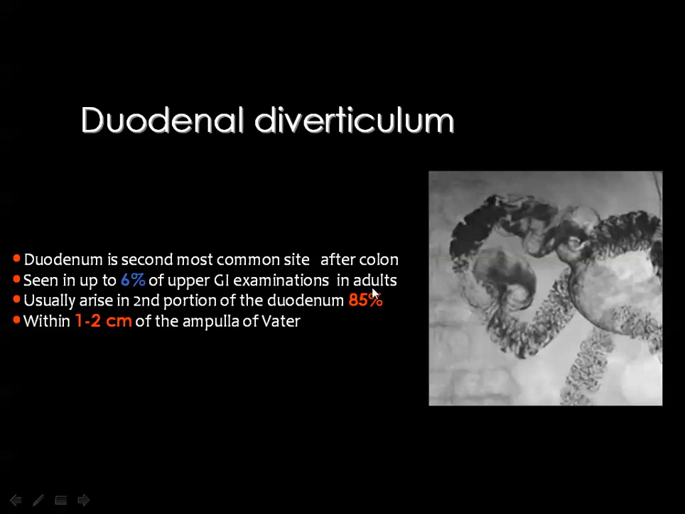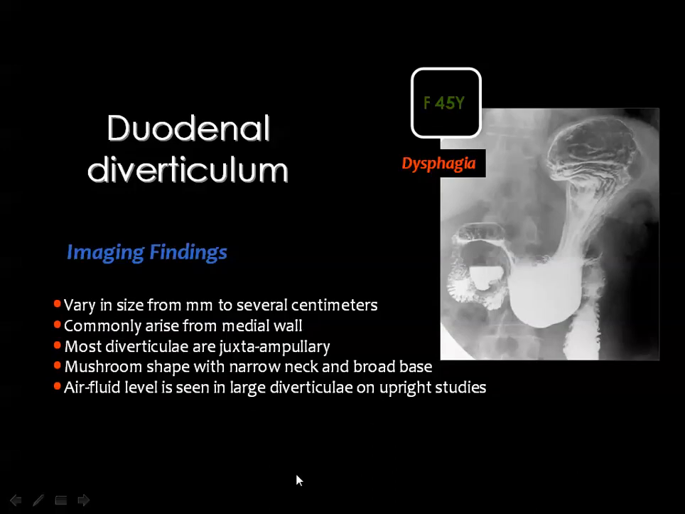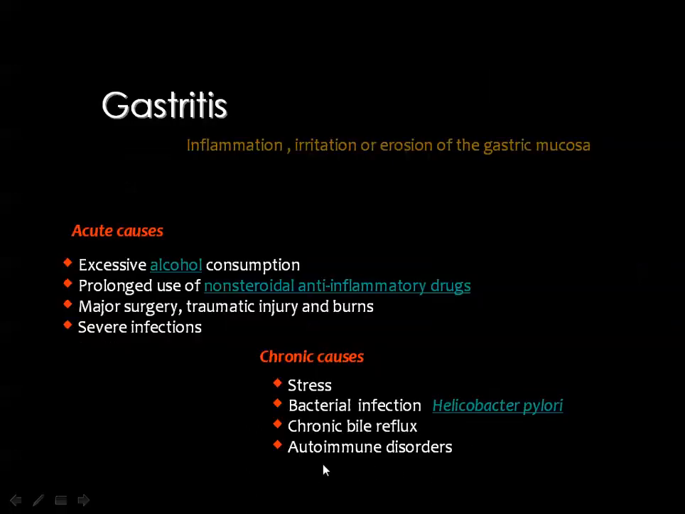and it very commonly occurs in the second part of the duodenum, very close to the region of the ampulla of Vater. And this is a small duodenal diverticulum which is located in the second part of the duodenum, and this is also a large duodenal diverticulum which is seen in the third part of the duodenum. And in cases of large diverticula, you may see an air fluid level, as you can identify in this particular case.